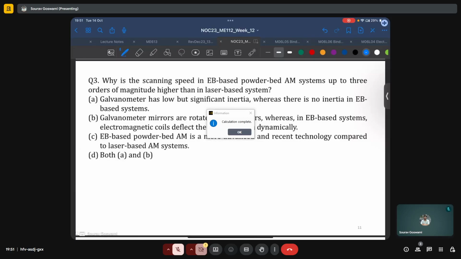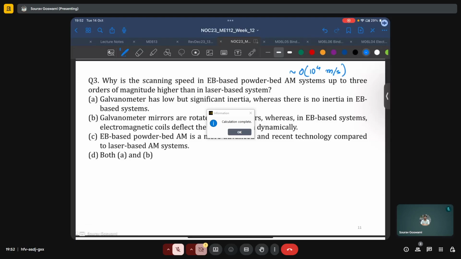The third question is asking us why is the scanning speed in electron beam based powder bed AM systems up to 3 orders of magnitude higher than a laser based system? We saw how for EBM the scanning speeds can be, say, of the order of 10 to the power 4 meter per second. And a few options are given to us.